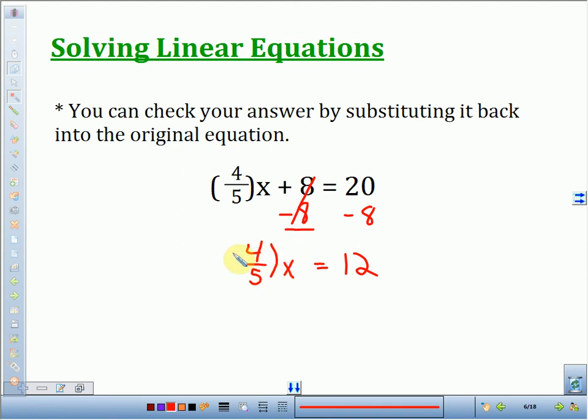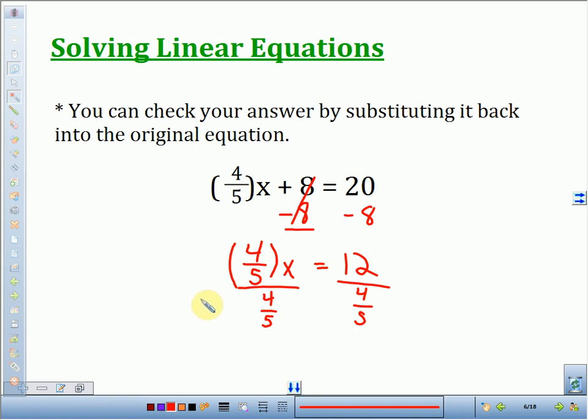Now I need to divide both sides of this equation by 4/5. I know it seems complicated, but if we're using the graphing calculators, it's actually fairly easy. If you don't have your own graphing calculator, there are apps for the iPad, iPod, and iPhone that will do the same thing. There are a lot of them. Some of them are even free. And of course, there are websites that do it as well.